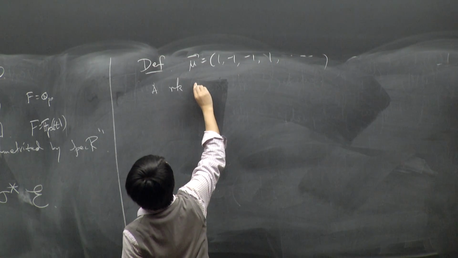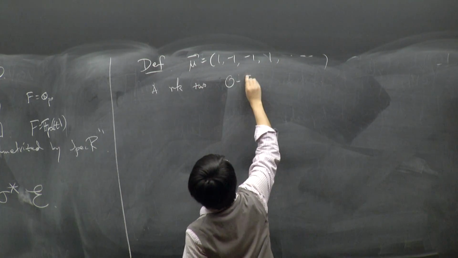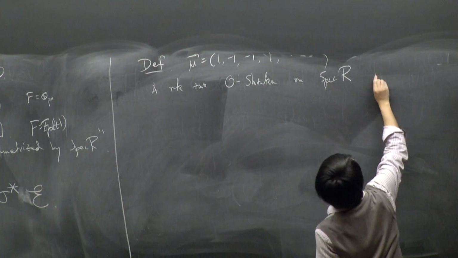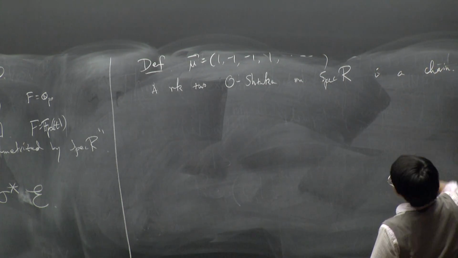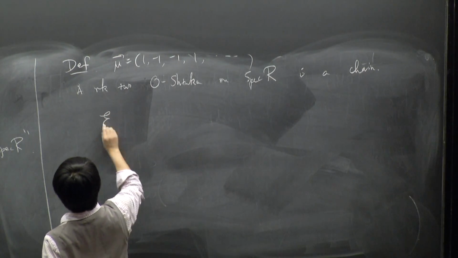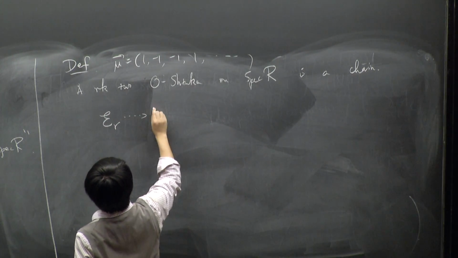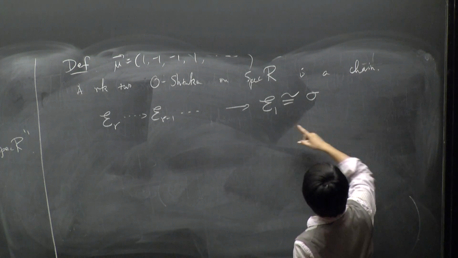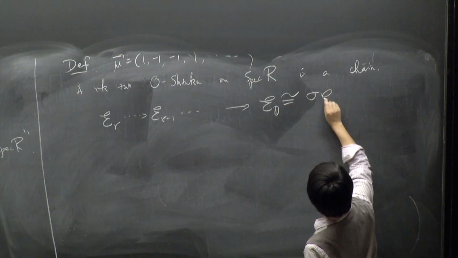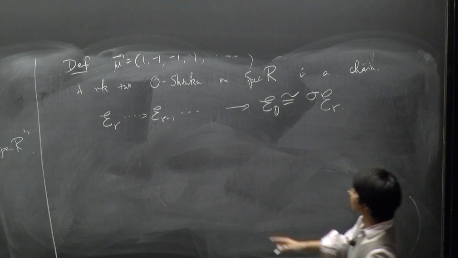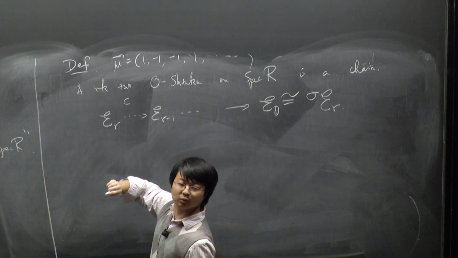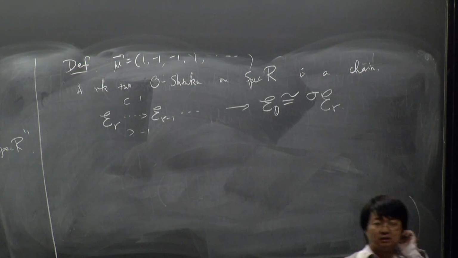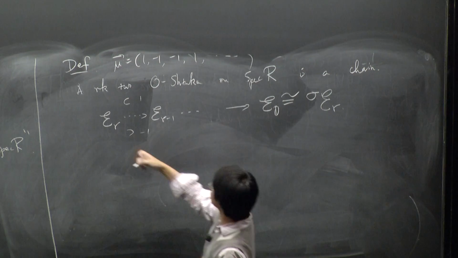I define what I call a rank 2 O-Shtuka on Spec R. It is a chain of lattices of vector bundles on D_R, together with an isomorphism of E_0 and the Frobenius pullback of E_n. Here, the dot really means an inclusion such that the quotient has length 1 if this is +1, and in this direction if it's -1, depending on the inclusion here or here.